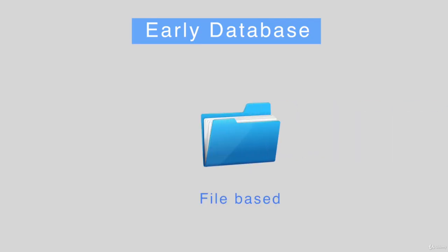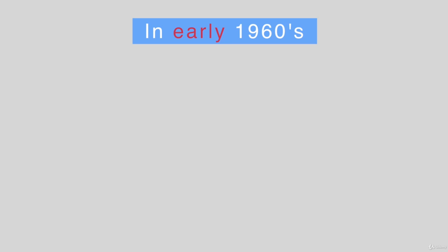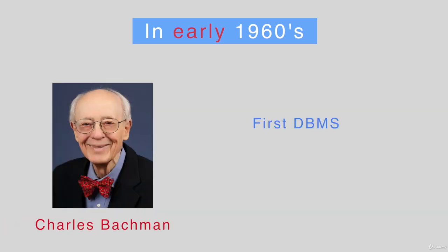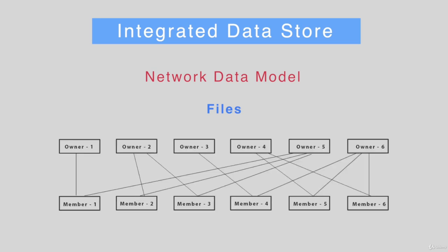Early databases were file-based and data was maintained in flat files. In the early 1960s, Charles Bachman developed the first DBMS, Integrated Data Store, at Honeywell. The Integrated Data Store used a network data model. In this model, files are related as owners and members. Each member file can have more than one owner.